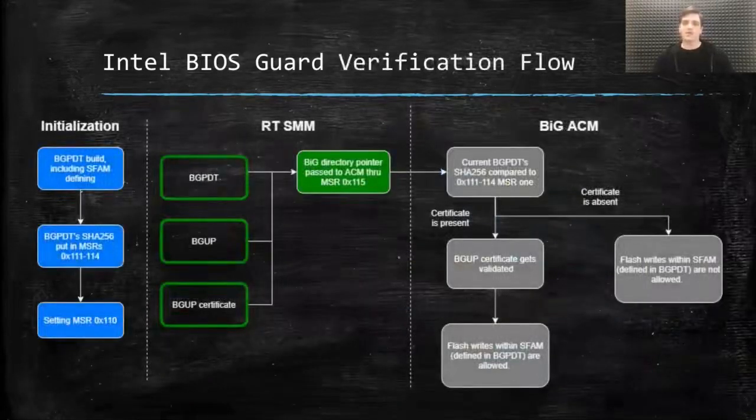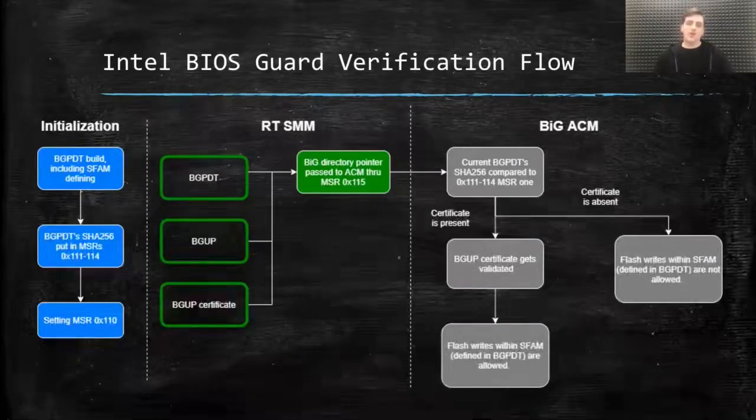As you can see in the picture, BGPDT and BGU, which contain the update data, are passed to the ACM. BGPDT includes the signed flash area map. This is a list of SPI flash areas which can be rewritten only with signed data. BGU comes with a valid certificate. To protect BGPDT integrity, its hash is stored in MSRs 111 through 114, and once locked, cannot be changed further. Once the ACM is invoked, it will check the BGPDT hash. In case the verification fails, it terminates the operation.